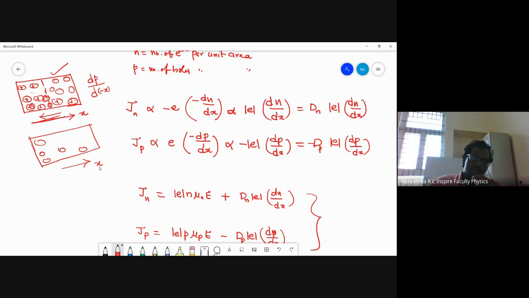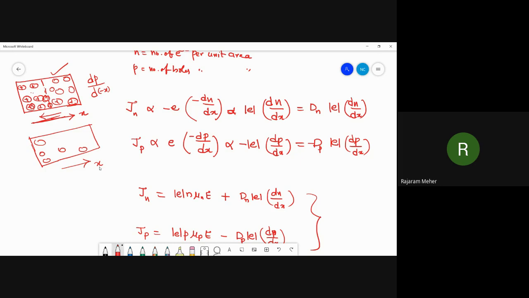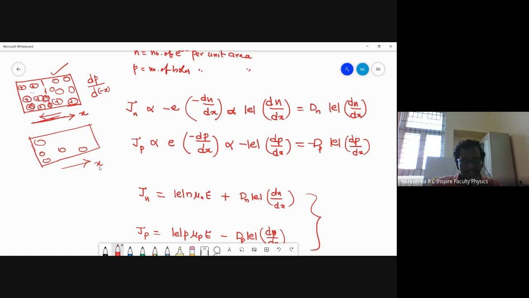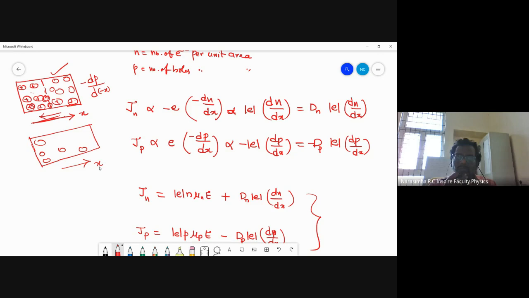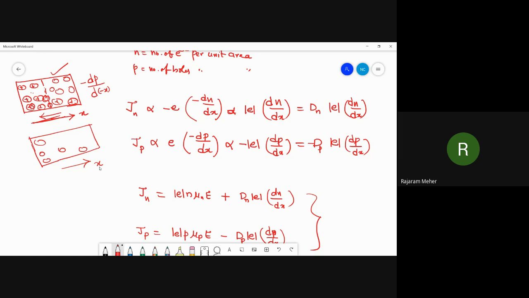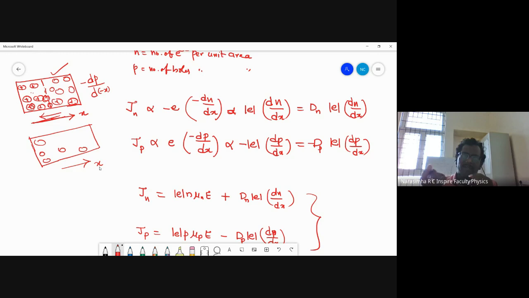But if we are considering it like that, then we should write minus dp by d of minus x, sir. Yeah, so maybe we'll take a minus sign. Then tell me what happens now. Then minus minus should cancel out and give minus dp by dx only. Does that n and p have any sign on them, like concentration? They are just concentrations, right? No, they are just numbers, the number of electrons per unit area.